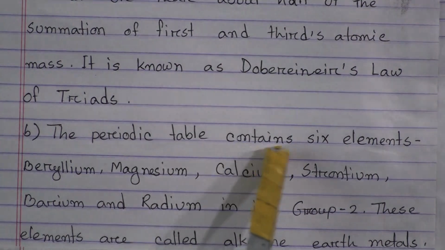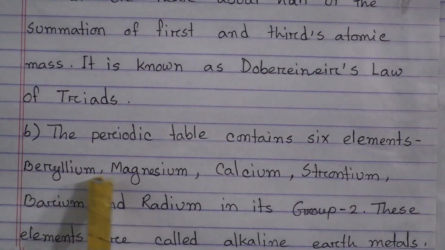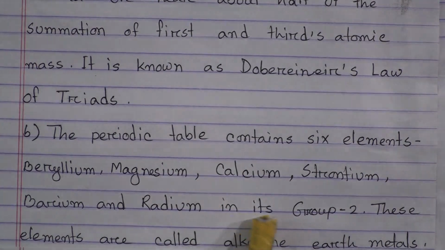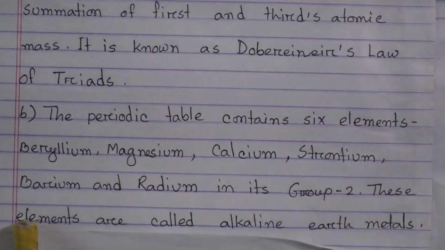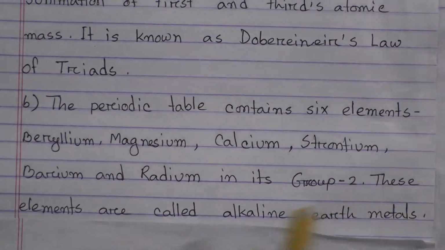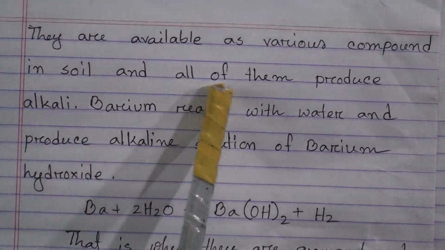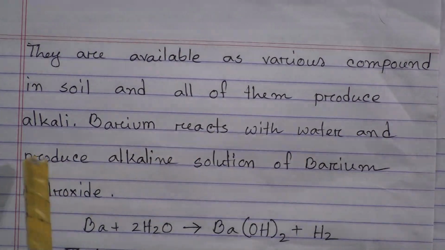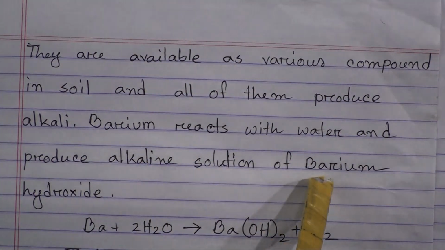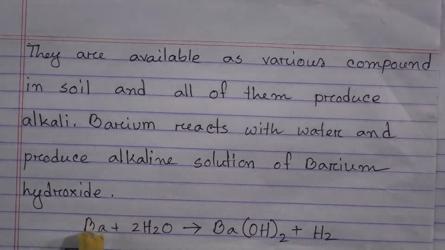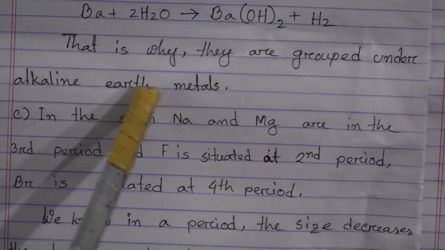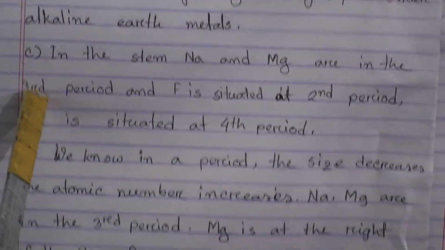The periodic table has 6 elements in its group 2: beryllium, magnesium, calcium, strontium, barium and radium. These elements are called alkaline earth metals. They are available as various compounds in the soil, and all of them produce alkali. Barium reacts with water and produces an alkaline solution of barium hydroxide, and that is why they are grouped under the alkaline earth metals. Now come to the answer of C.